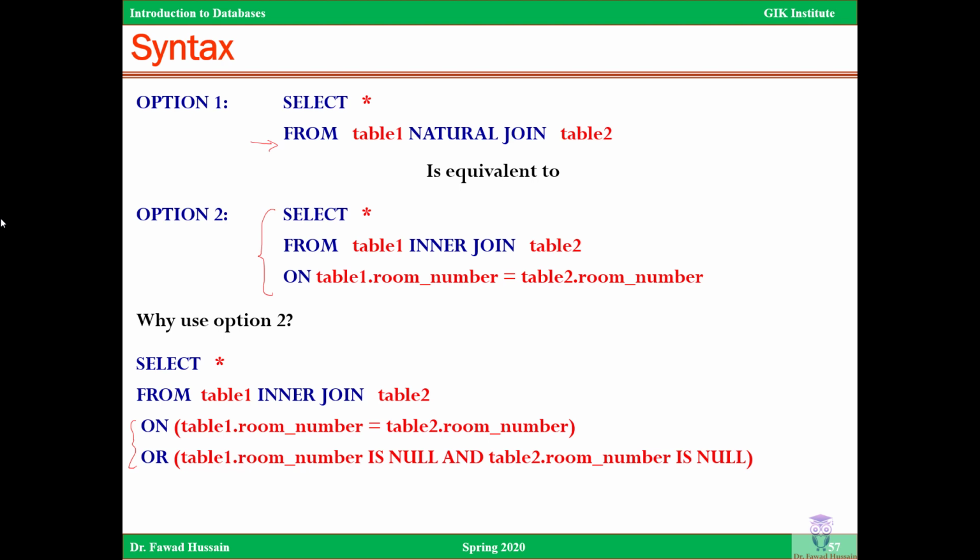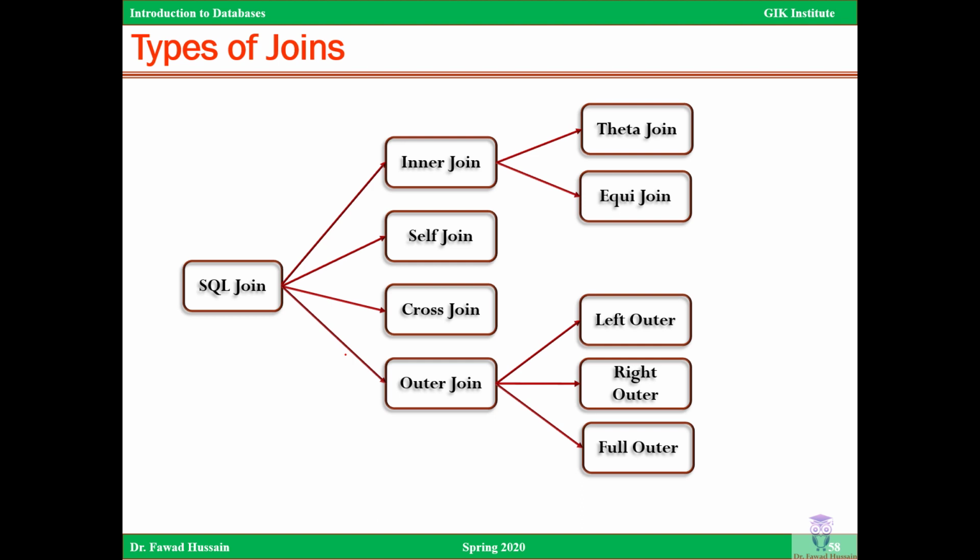So coming back to today's lecture, it is the outer join. The types of joins we have in SQL are the inner join, the self join, the cross join or the Cartesian product, and the outer join. So we are done with this part. The outer join itself is divided into three categories: the left outer join, the right outer join, and the full outer join. We'll look at these three separately.